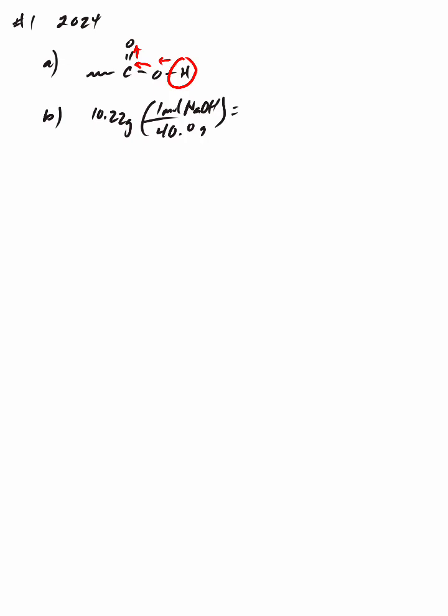Let me just do the math real quick. 10.22 divided by 40 gives us 0.2555 moles. We divide that by half a liter to get the molarity, so 0.511 molar sodium hydroxide. All right, hopefully we're getting points here. Let's look at the next question.